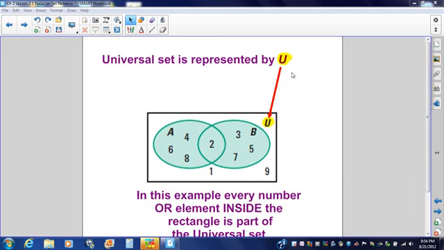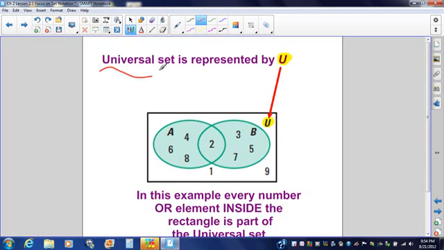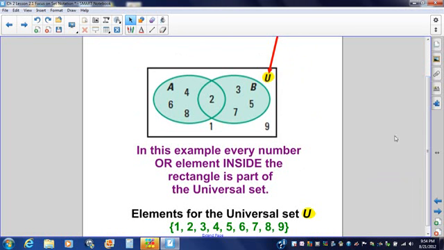Please make a note on your paper that a capital U, more specifically, a capital U that is italicized, stands for the universal set. Well, that's nice, Mr. Phillips, but what is the universal set? The universal set simply refers to all of the numbers inside the box or rectangle. All of the numbers inside the box or rectangle belong to the universal set.